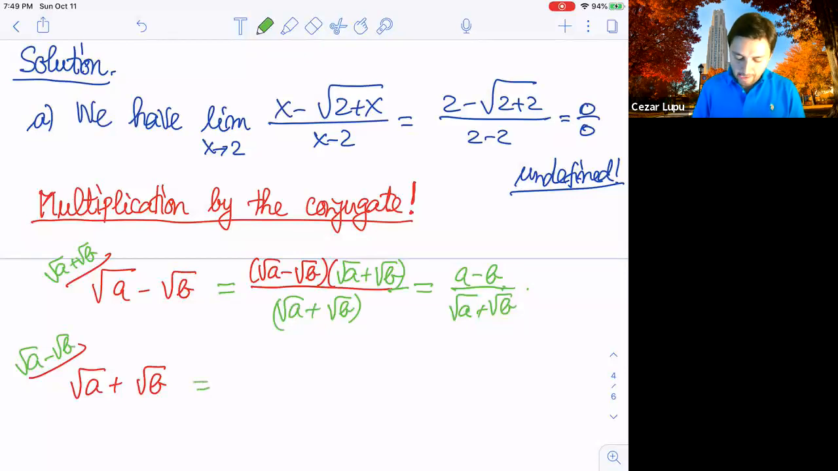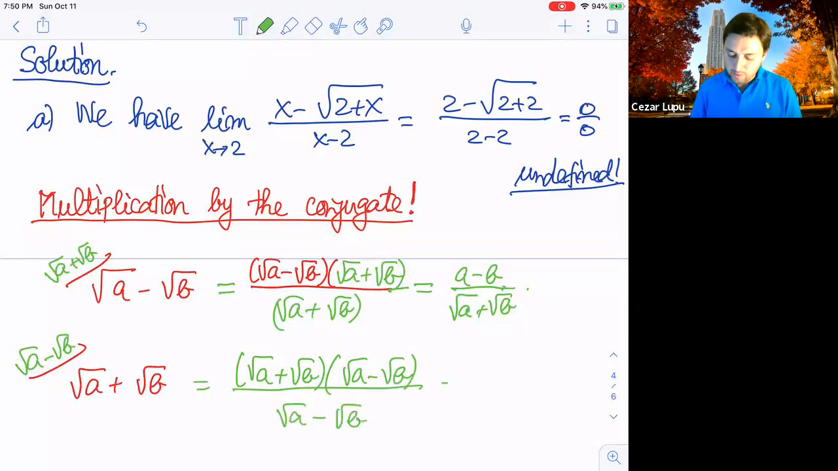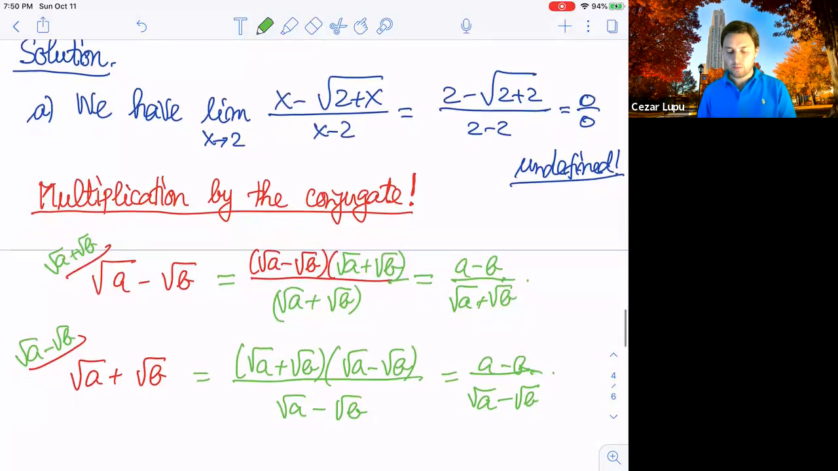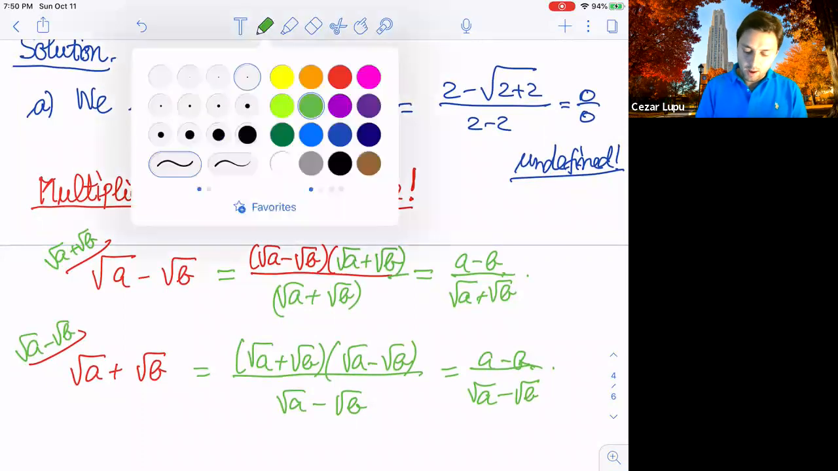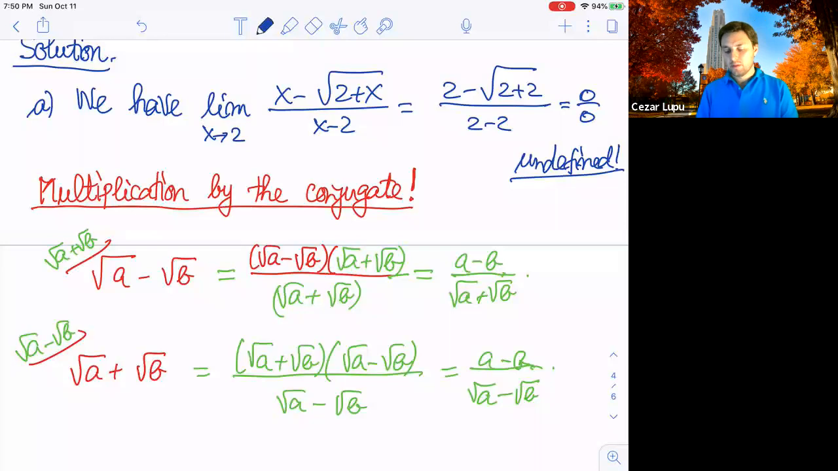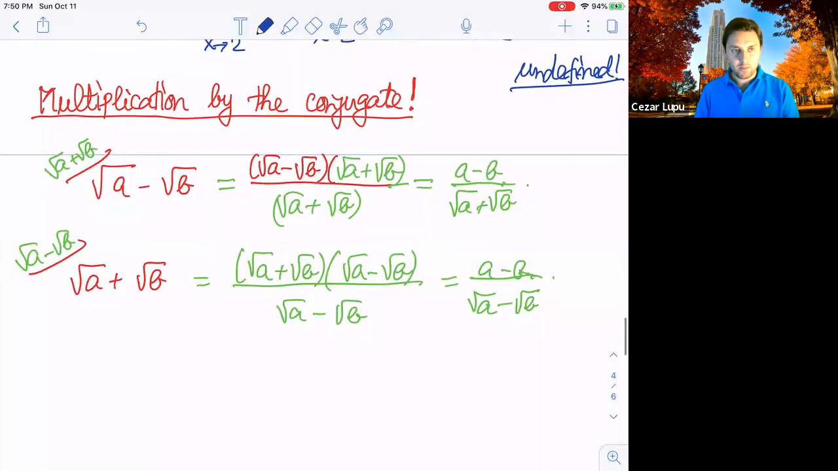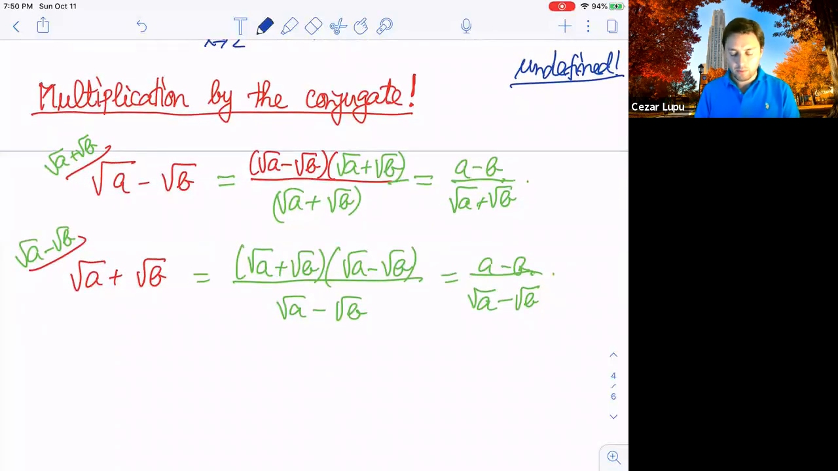So you'll get square root of a plus square root of b, and square root of a minus square root of b, and this time we'll get square root of a minus square root of b. So it will be almost the same thing, except that you will subtract the two square roots on the bottom, right? Okay, so that is the multiplication by the conjugate. So you should know this from college algebra, but anyway, I wanted to remind you. But this is the first and the last time when I will remind you this.